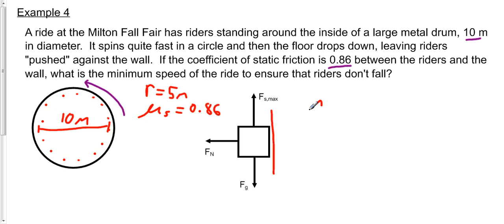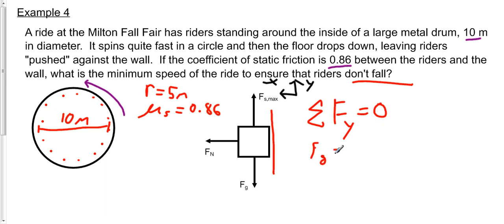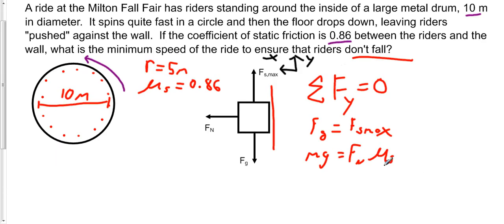And so in the sum of the forces in the y direction, I never gave a coordinate system. I think it's probably obvious, but let's say this is y and this is x. So the sum of the forces in the y direction should be equal to 0 because our whole point of doing this is to figure out what speed we need so the riders don't fall. So we want our vertical acceleration to be 0, which means that Fg has to be equal to Fs max. Or another way to write that is mg has to be equal to mu s Fn. Okay, so that's great. I think that's all we can do for this one.